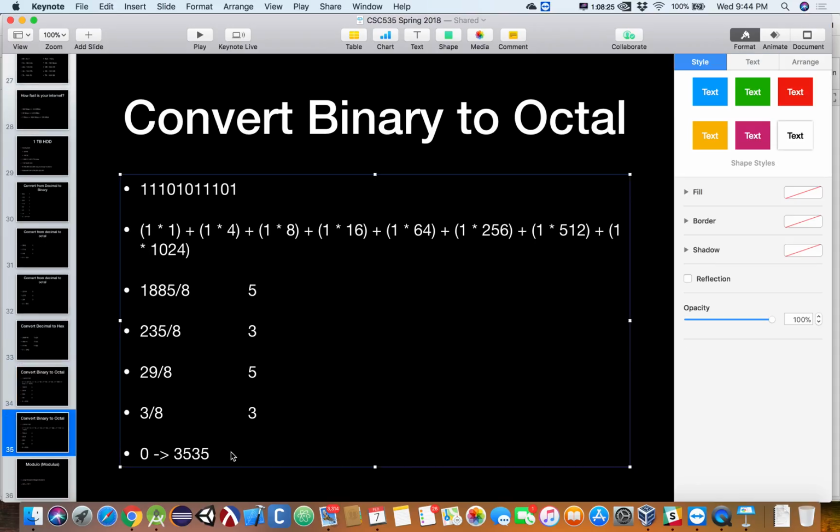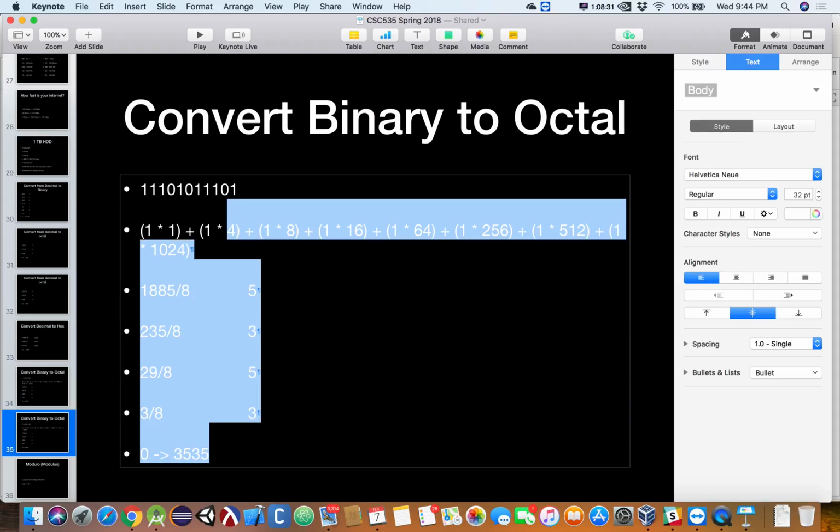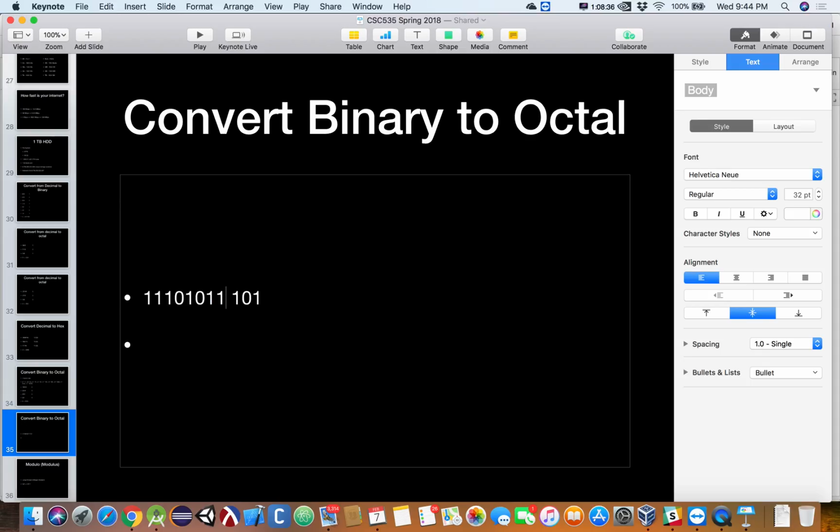Now, did that take quite a bit of work to do? That was kind of a lot of steps, right? You want to see the shortcut? So I grouped them into groups of 3. And I just threw an extra 0 here in the front that doesn't change the value of it. So 0, 1, 1. That is a 3. 1, 0, 1 is a 5. 0, 1, 1 is a 3. 1, 0, 1 is a 5.